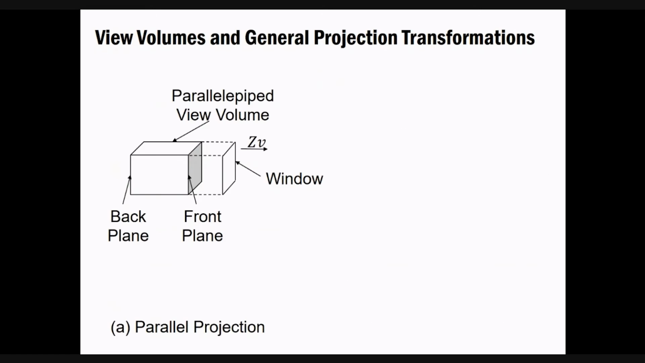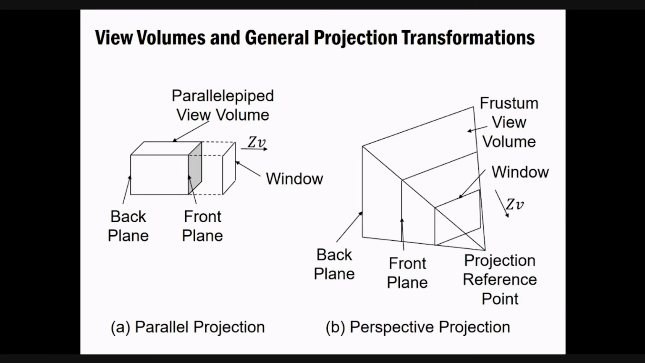Okay, so now, 2 important things are given over here in figure form: view volume and general projection transformation. So you have 2 things over here. The first goes with parallel projection, and the other goes with perspective projection. Based on that, as you can see, a few terms are written over here: parallelepiped view volume and custom view volume.